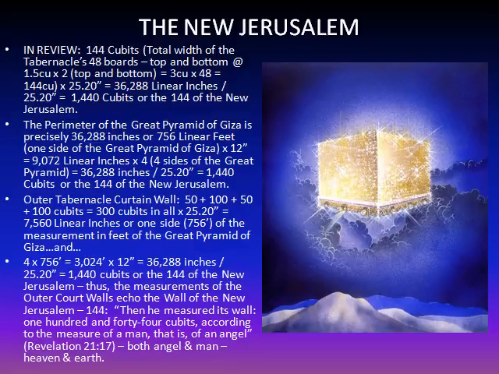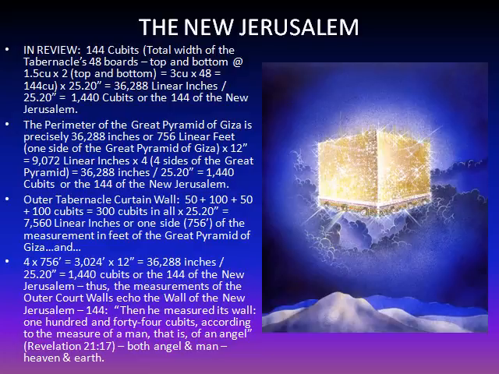The perimeter of the Great Pyramid of Giza is precisely 36,288 linear inches, or 756 linear feet on one side of the Great Pyramid of Giza, times 12 inches is equal to 9,072 linear inches on one side, times its 4 sides of the Great Pyramid will equal 36,288 linear inches, divided by the sacred cubit of 25.20 inches will equal 1,440 cubits, or the 144 of the New Jerusalem.